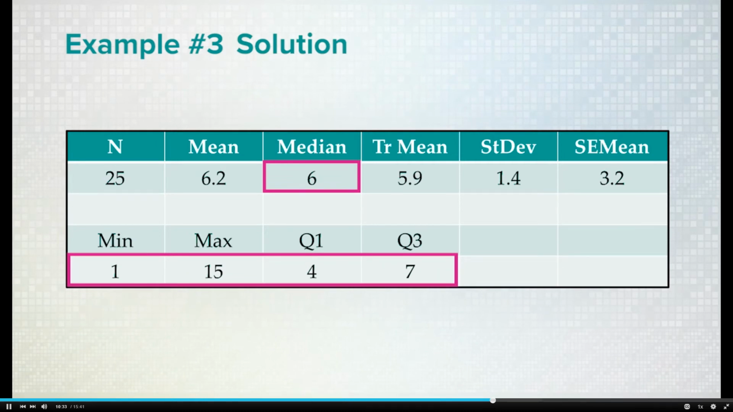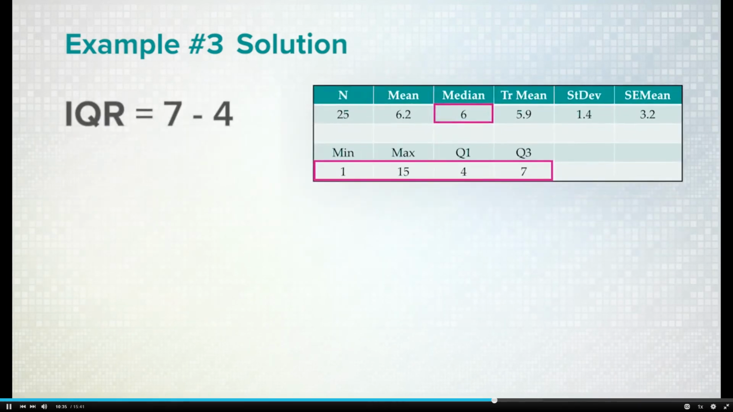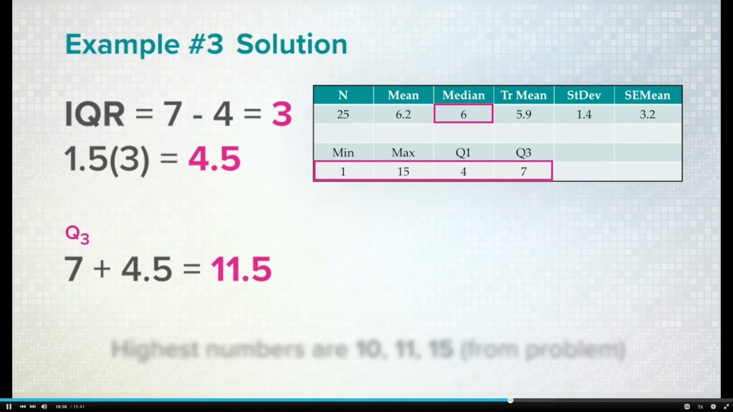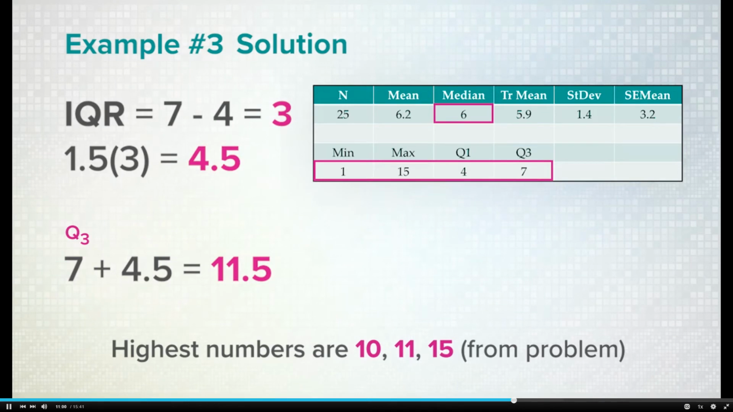Well, let's see. To find the IQR, I take 7 minus 4, which gives me 3. 1.5 IQRs is 4.5. There's my bubble number. Well, I know that Q3 is 7. So are there any numbers that are higher than 11.5? Remember, the highest numbers are 10, 11, and 15. That was given in the problem. So 15 is an outlier.